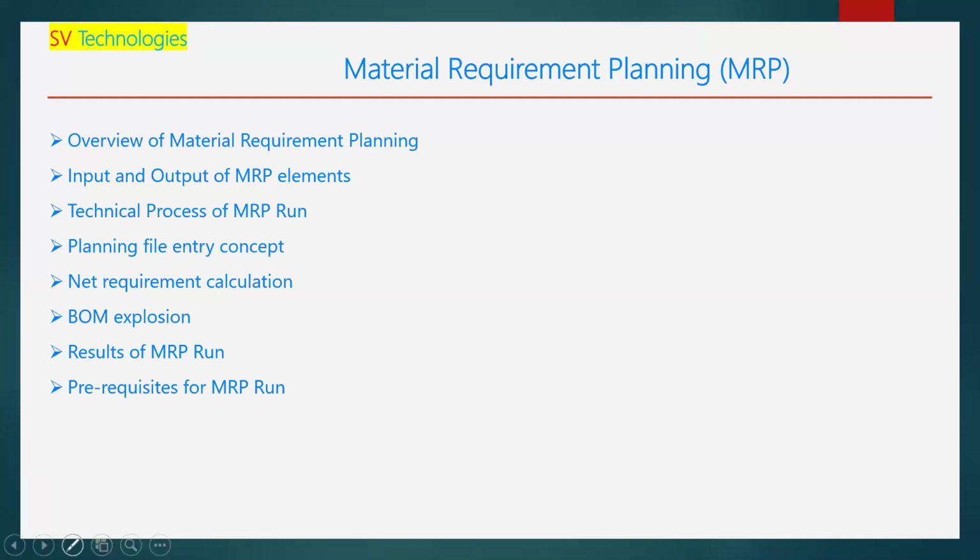Okay, now we will see in this topic material requirement planning. Generally we call it in short MRP. Just try to remember this terminology. MRP means material requirement planning. So what is MRP? What are the input and output parameters? What are the technical processes of MRP? What is the planning file entry concept? How will the net requirement calculation be done, and how will the BOM get exploded during MRP? What are the results after MRP? What are the prerequisites for MRP? So all these topics will be covered.